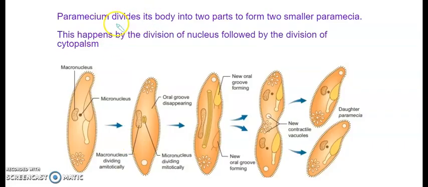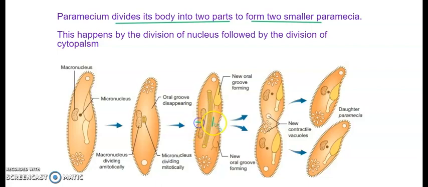In paramecium, the body divides into two parts to form two smaller paramecium. As you can see here in the picture, the macronucleus first splits into two parts. Gradually, the macronucleus is splitting into two parts, elongating, that is, becoming bigger and bigger. And the micronucleus is also dividing. The micronucleus is also elongated, meaning becoming lengthier, and the macronucleus is also becoming lengthier.